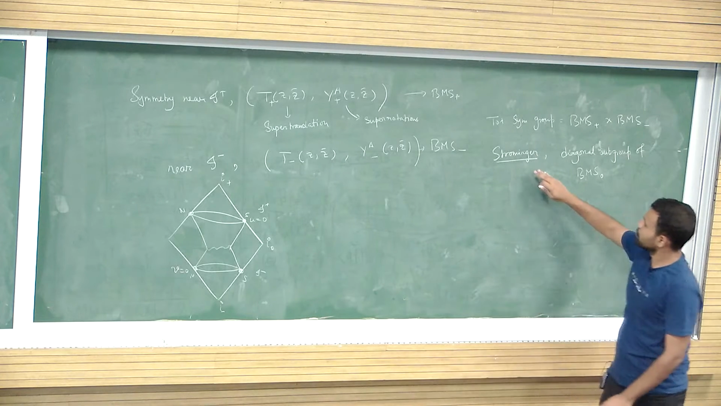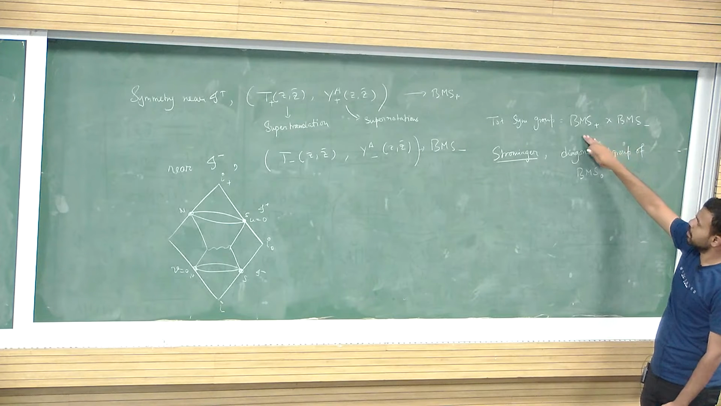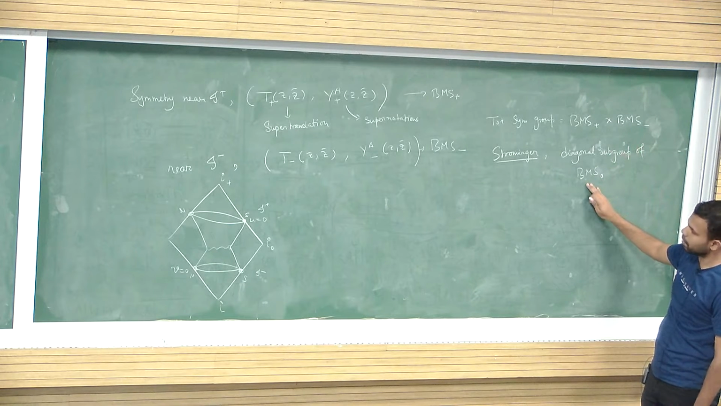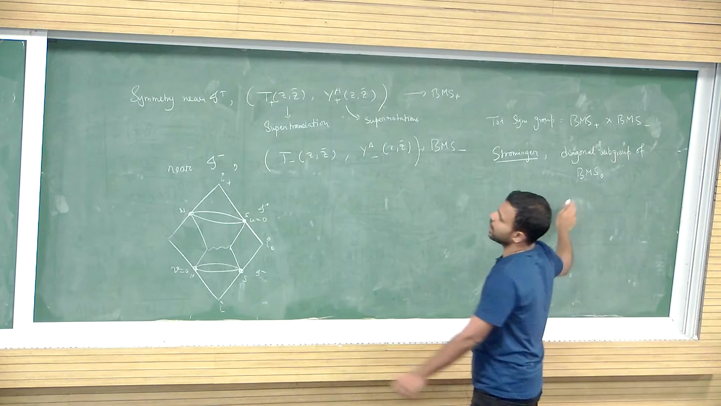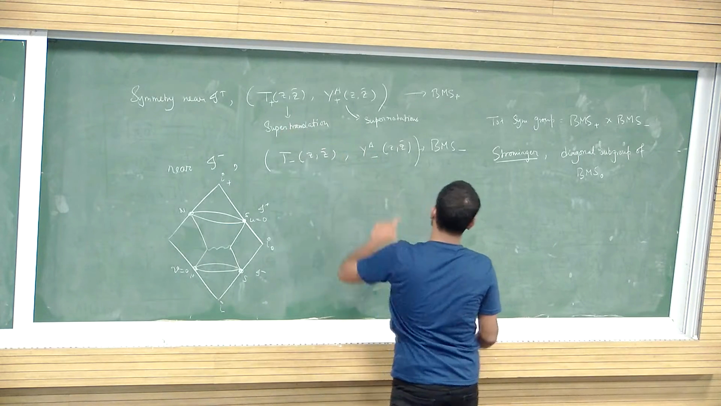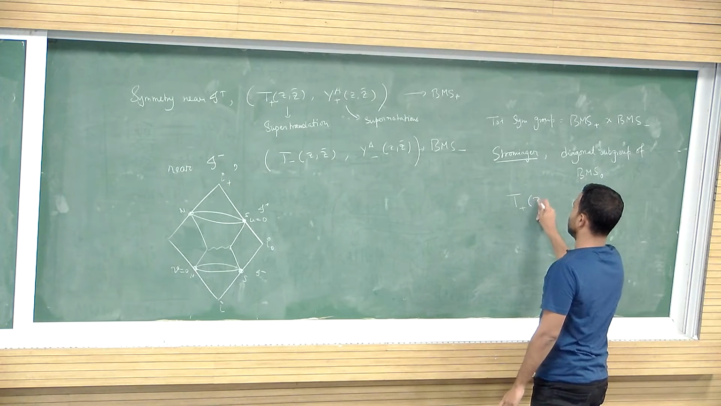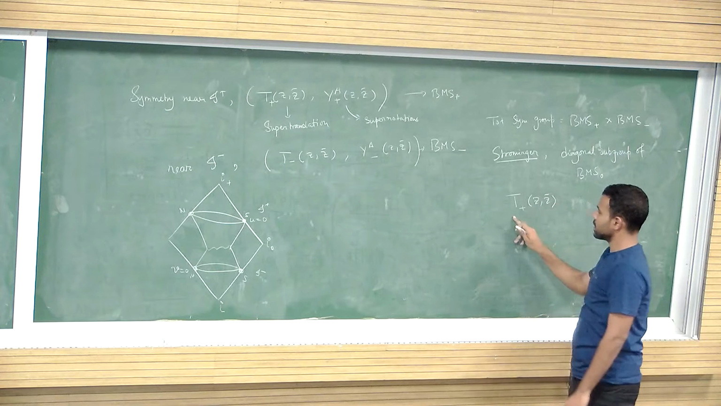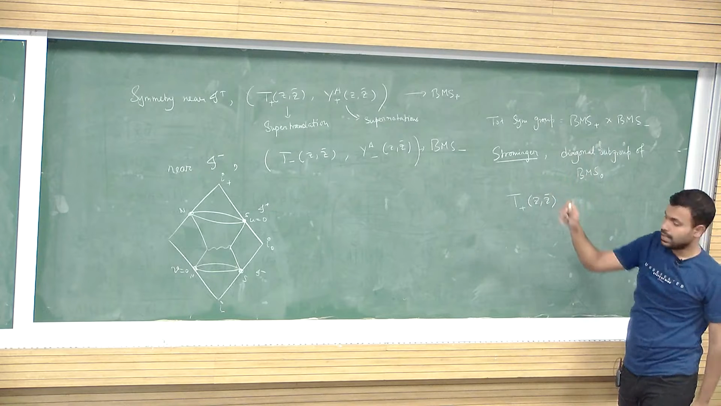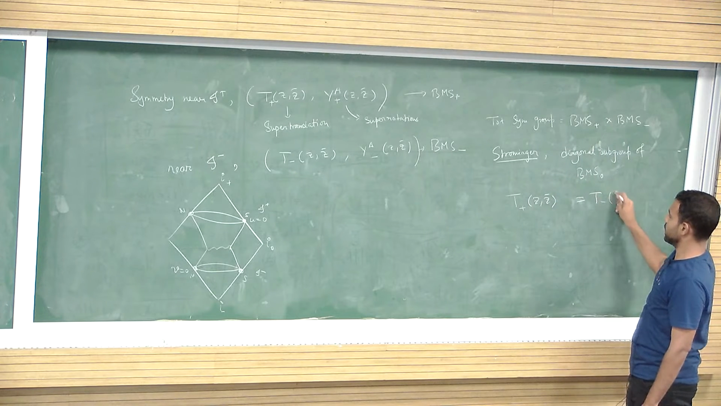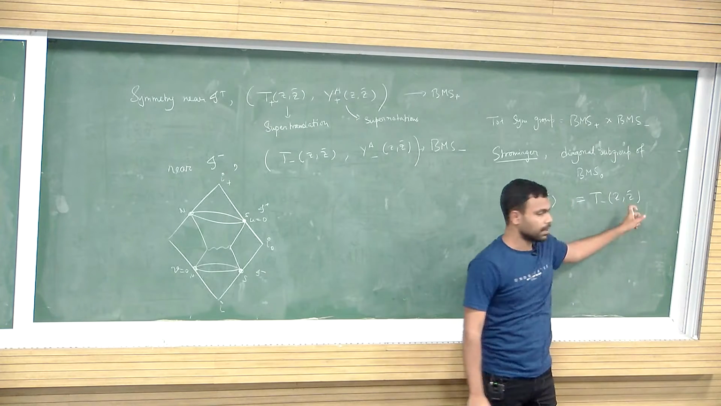So what Strominger proposed is that instead of this full BMS plus cross BMS minus group, you use this diagonal part of BMS. And what he basically means by this diagonal part is that you identify these generators at antipodal points. So T plus at z z bar, where this z z bar is at scri plus, is identified with T minus at z z bar, where this z z bar is at scri minus.